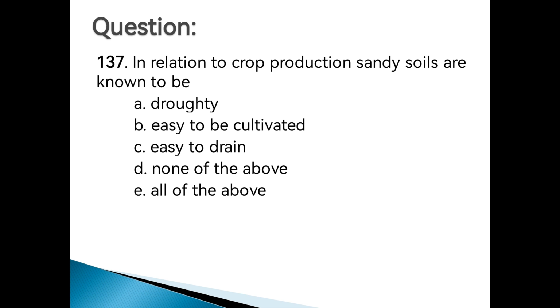137. In relation to crop production, sandy soils are known to be A. Droughty. B. Easy to be cultivated. C. Easy to drain. D. None of the above. E. All of the above. The correct answer is E. All of the above.